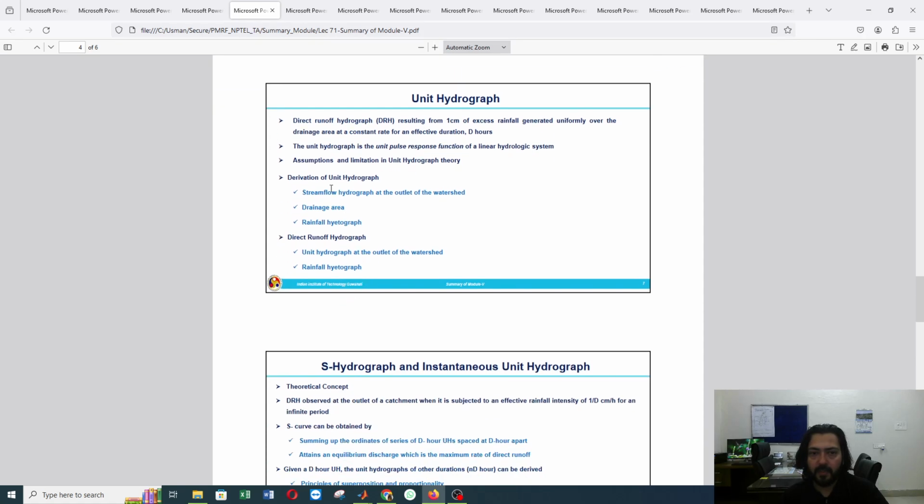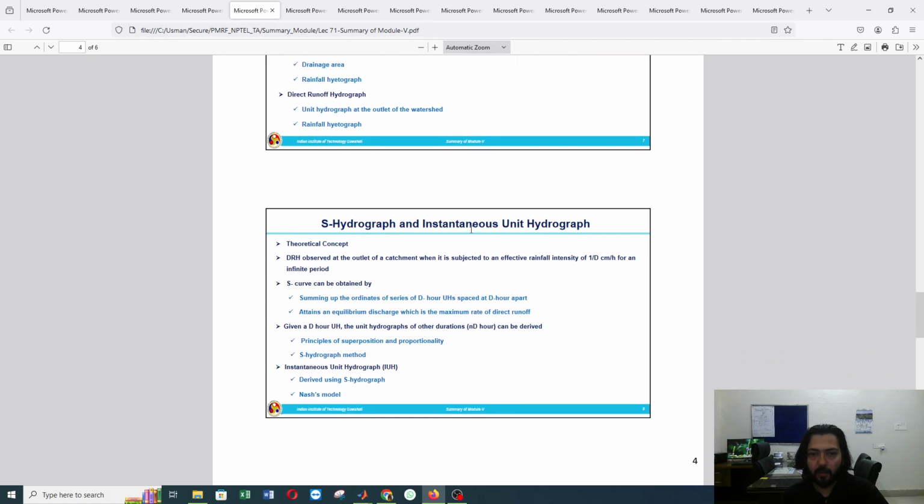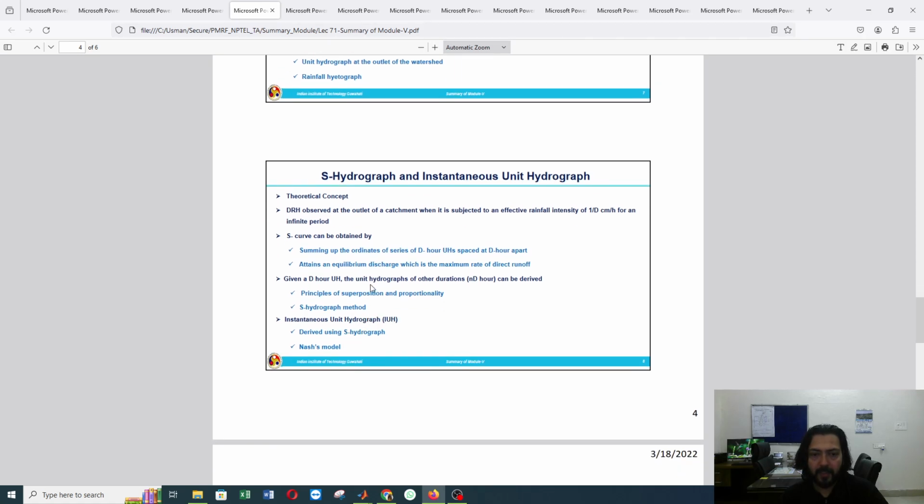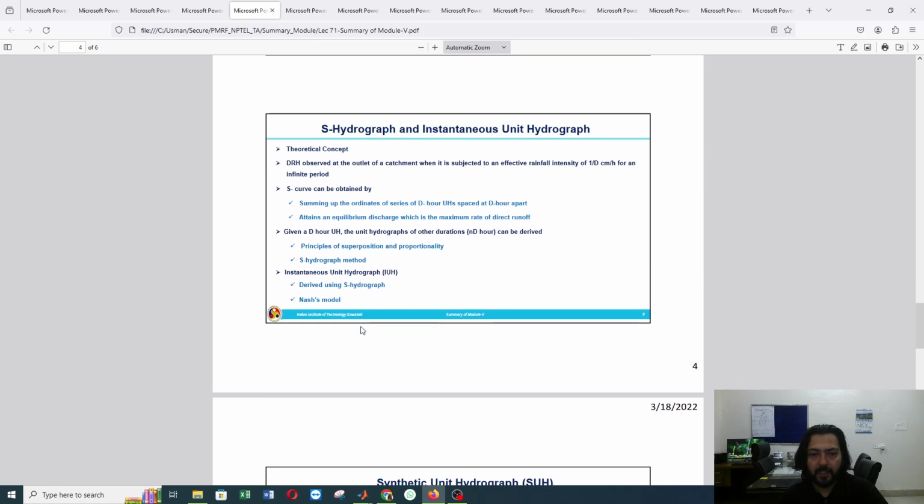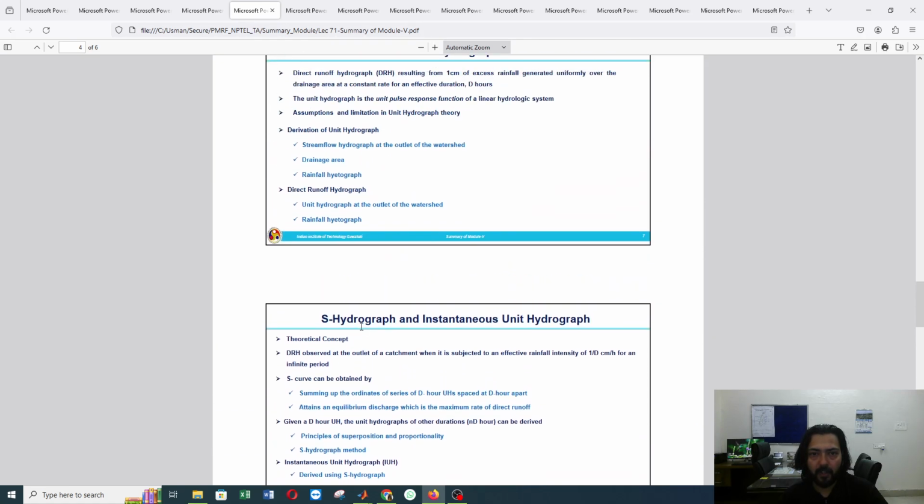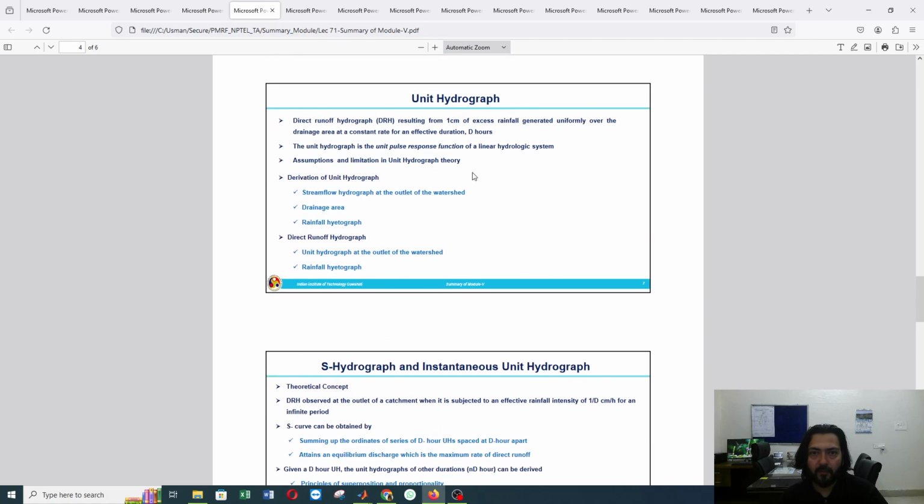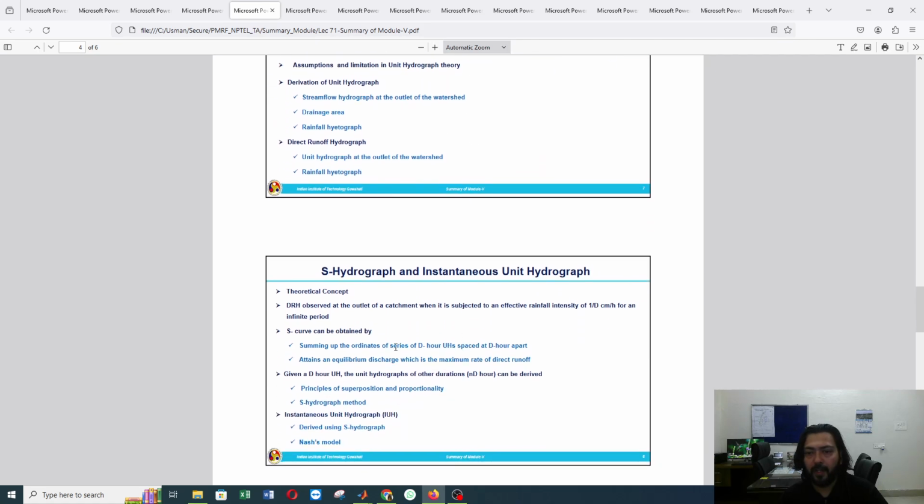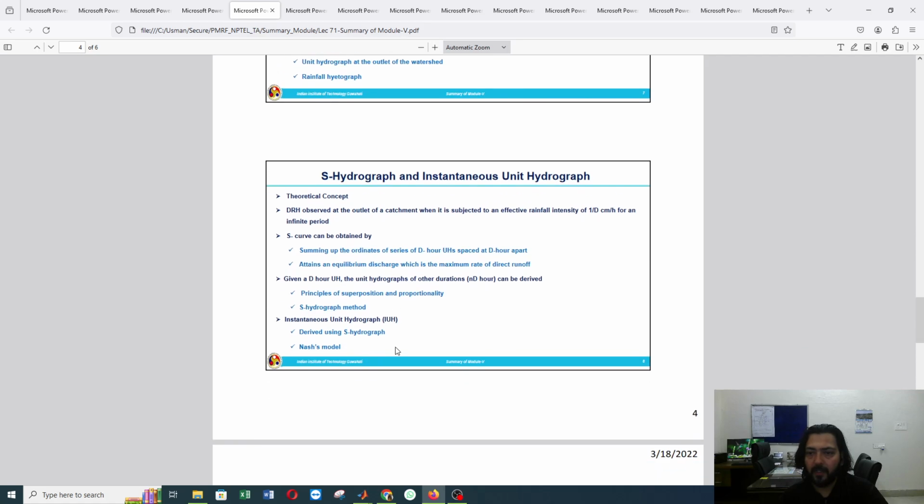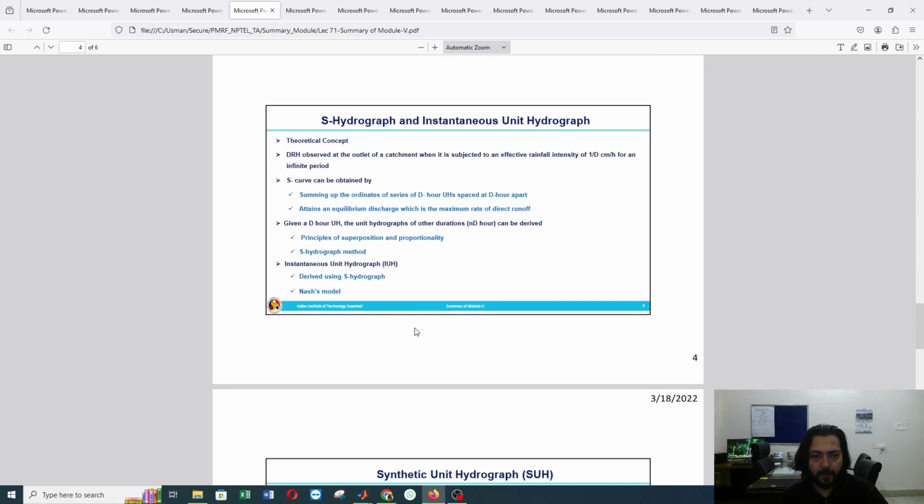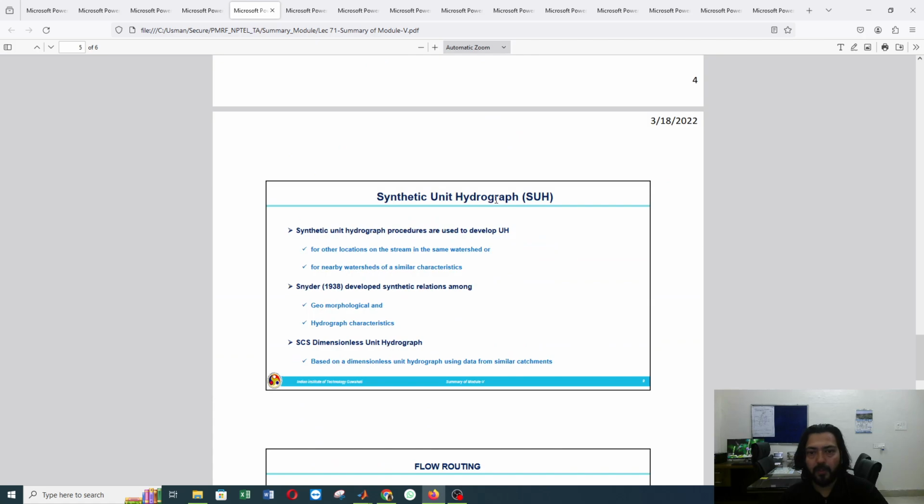So there were certain steps for how you can derive a unit hydrograph. We have seen that. Then we talked about the S hydrograph and the instantaneous unit hydrograph. So you should remember the definitions of both. The S hydrograph could be obtained by summing the ordinates of the D R unit hydrograph, and the instantaneous unit hydrograph is similar to the unit hydrograph. The only thing that changes is that instead of rainfall of 1 centimeter, it uses rainfall intensity of 1 centimeter by D R duration.